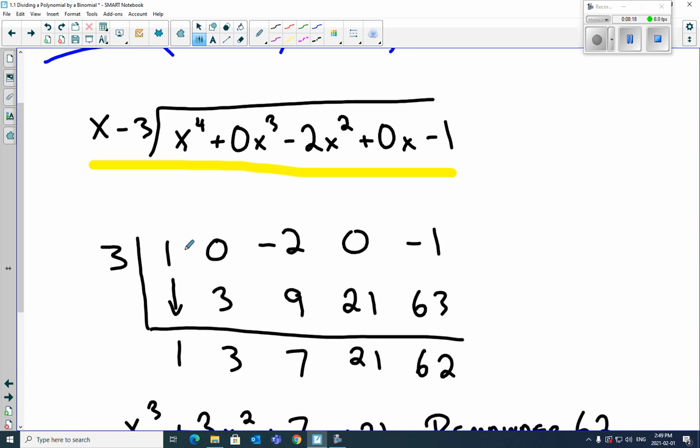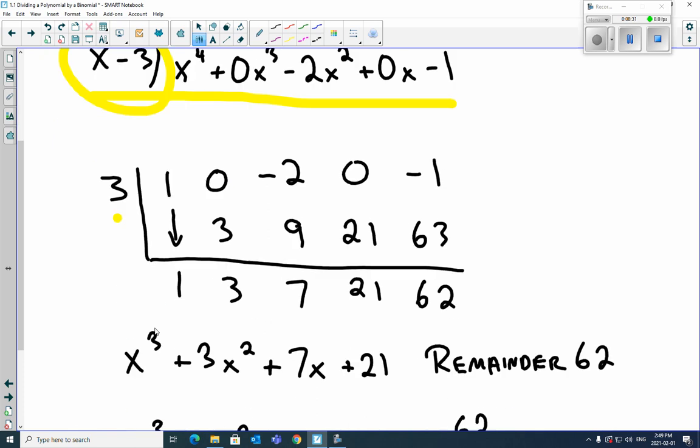And you can see them right there. 1, 0, negative 2, 0, negative 1. Now, this one here, what number do we plug in there to make that equal to 0? Well, we plug in a positive 3. So the positive 3 goes at the front. And then the pattern just continues.